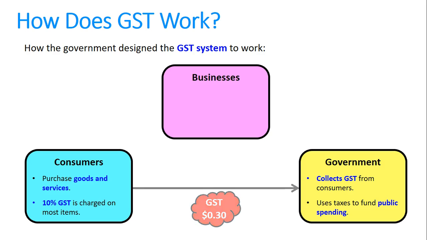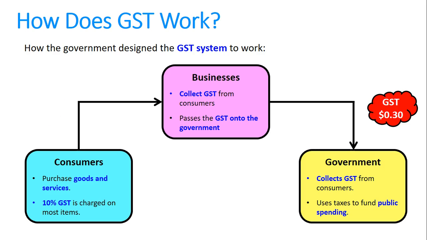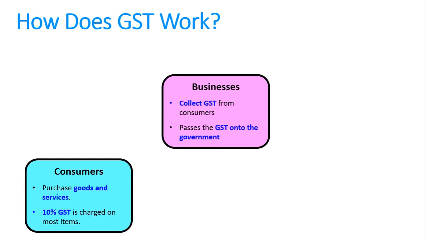And because that's not feasible, what the government's done instead is involve the business. They've said business must collect the GST from consumers, so in this case the 30 cents, and then they must pass that 30 cents on to the government. So from the business's perspective, they don't own the 30 cents of GST, they're just holding on to it for a while until they have to give it to the government.